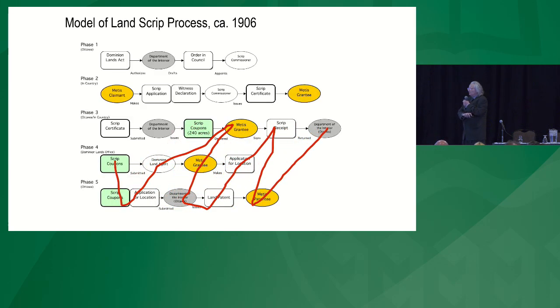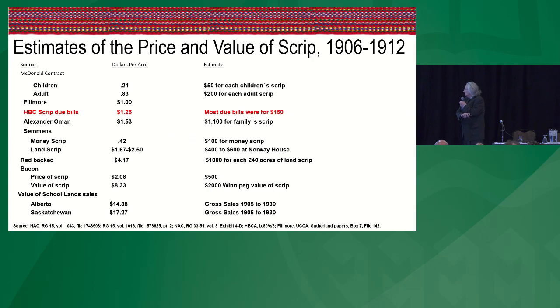So this really doesn't work. The impersonation takes that out. Why were they doing this? Why did they set up all this convoluted stuff? The price of the land and the price they bought the Scrip for. School lands, an average of school lands is $14 an acre, $17 an acre in Saskatchewan. It was the gain that could be made on these coupons.